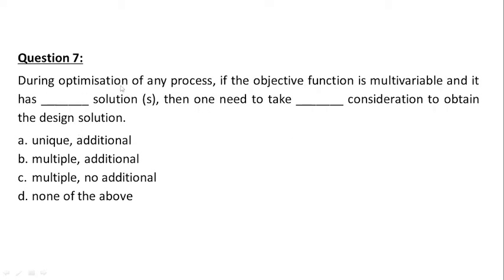Question number 7. During optimization of any process, if the objective function is multivariate and it has dash solution, then one needs to take dash into consideration to obtain the design solution. Multiple solutions. Multiple solution, yes.